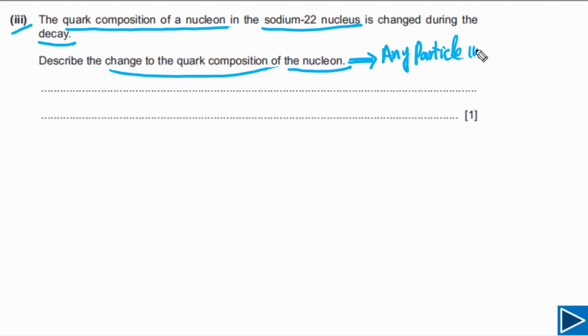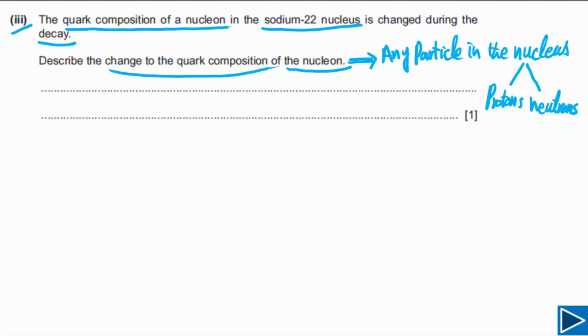Any particle in the nucleus is called a nucleon. So simply we can say any particle in the nucleus. In the nucleus we have protons and we have neutrons. So protons and neutrons, we call them nucleons.